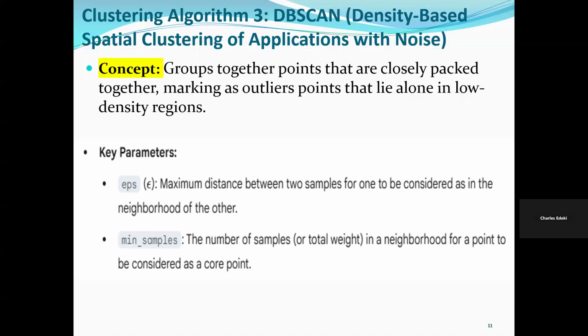And the second parameter is min samples. This tells us the minimum number of points, including the point itself, required in an epsilon neighborhood for a point to be considered a core point. So those are the two key parameters for density-based clustering.